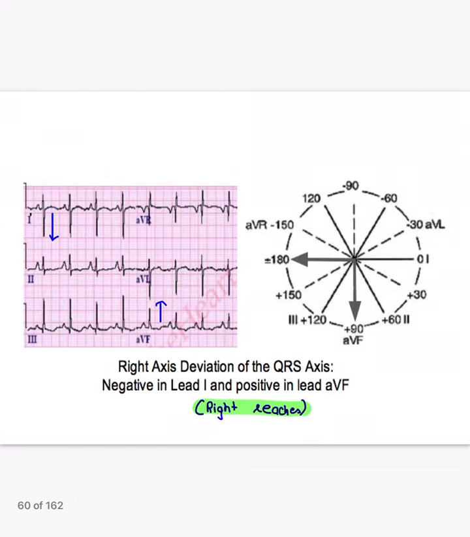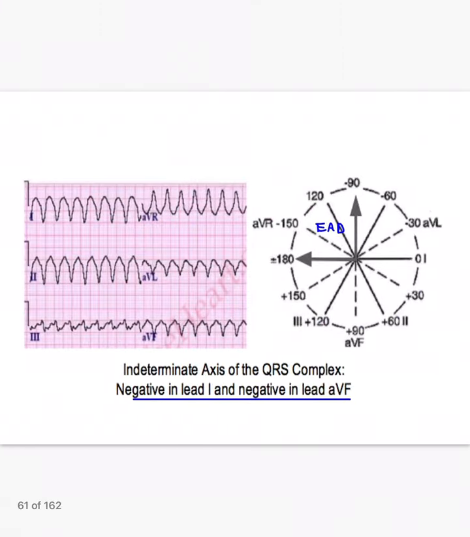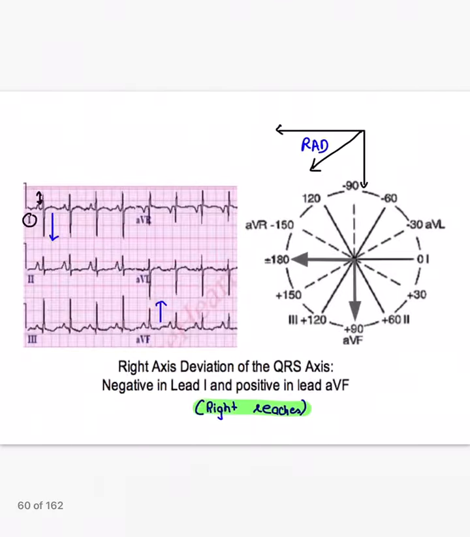Check lead 1 and AVF. Lead 1, up it's less, down it's more, means it's negative. So this time it will go here. Now AVF is positive, so this will come here. So where does the graph come? Here. That is, it comes out in the region of right axis deviation. And this comes out to be the intermediate axis if you practice.